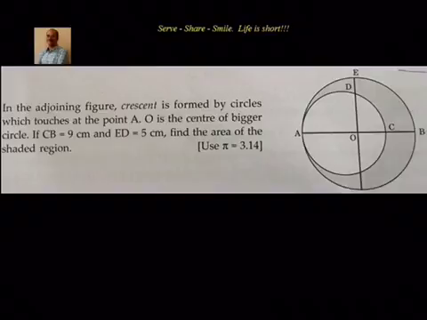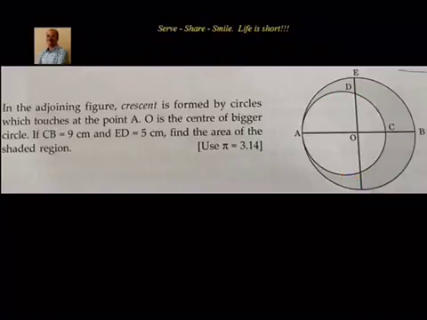In this session, let us look at one interesting example related to areas of circles. We have been given that in the adjoining figure, a crescent is formed by circles which touch at the point A. Two circles are touching internally at point A. O is the center of the bigger circle. If CB is equal to 9 centimeter and ED is equal to 5 centimeter, find the area of the shaded region.